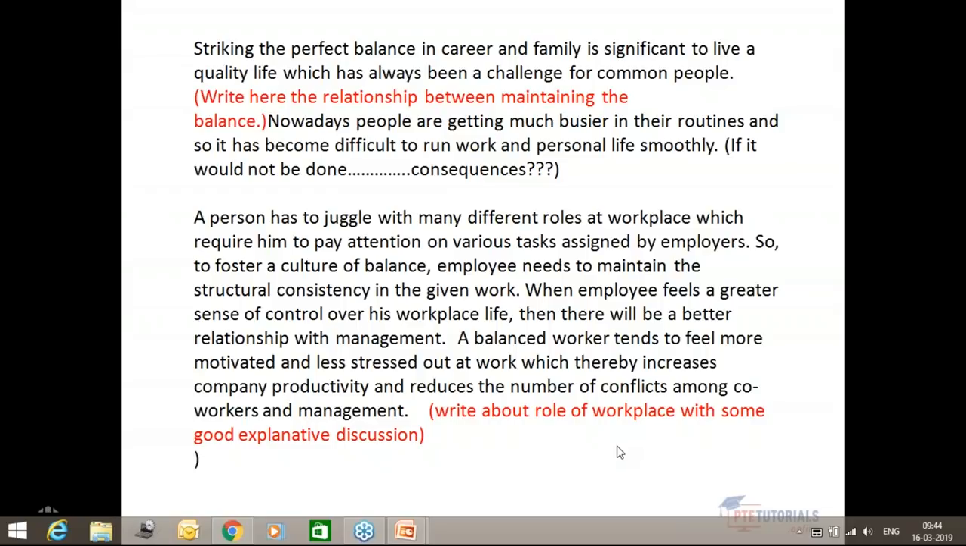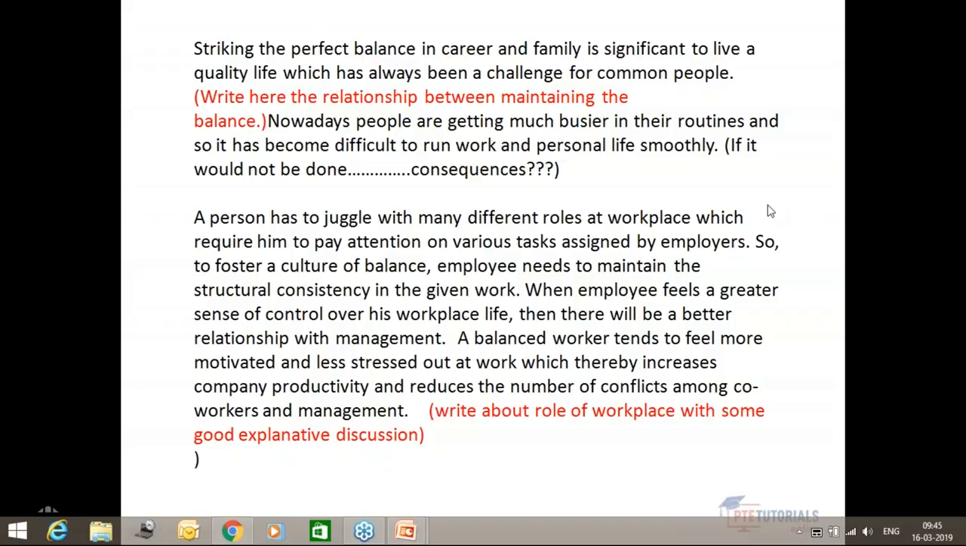And with those consequences, you have to start with your body paragraph one. A person has to juggle with many different roles at workplace. Now, see, I have two things, my career and my family. So let's discuss career, your workplace, your work responsibilities in body paragraph one. That's why I have taken here, write about the role of workplace with some good explanative discussion. Yes, explanation is required here.